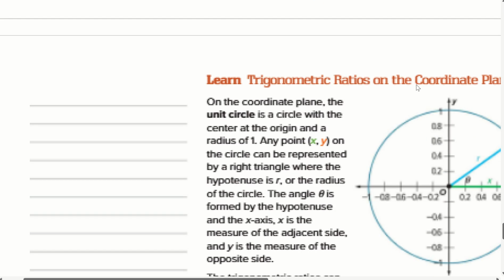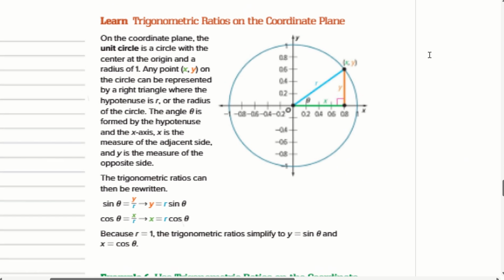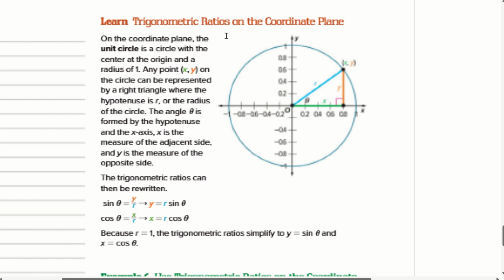All right. So we're going to wrap this lesson up pretty soon. So the last thing is the idea of the unit circle. Unit means 1. So unit circle means a circle of radius 1. So this circle has a radius of 1. The radius is the distance from the center to any point on the circle.